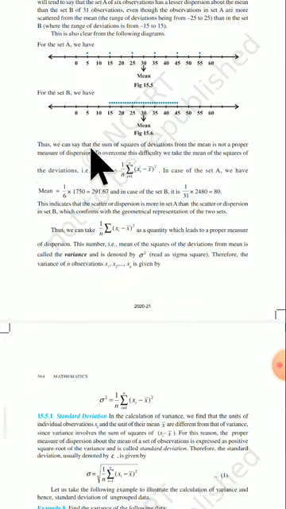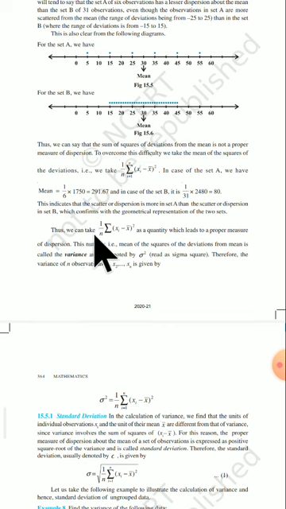Thus, we can say that the sum of squares of deviations from the mean is not a proper measure of dispersion. To overcome this difficulty, we take the mean of the squares of the deviations, that is 1 by n into summation of xi minus x bar square. In case of set A, we have the mean 1 by 6 into 1750 equal to 291.67, and in case of set B we got 80. This indicates that the scatter or dispersion is more in set A than in set B, which confirms the geometrical representation of the two sets.